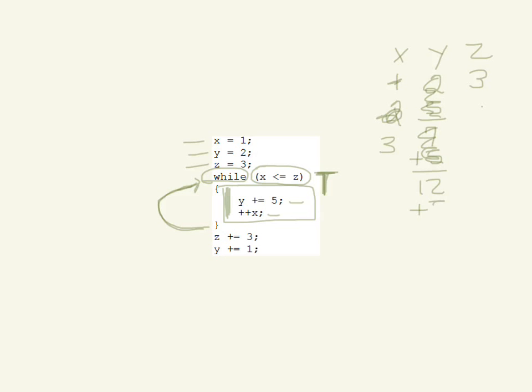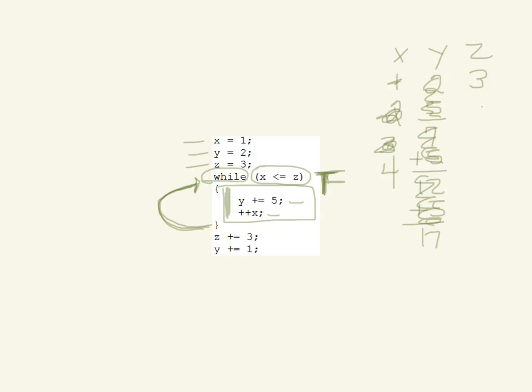Add 5 to y and get 17. Then I have my plus plus x, which increments that by 1. And I come back up, and now I'm at my conditional test again. X is 4, z is 3. So is it true or false? 4 less than or equal to 3. Well, that's false. So I'm done with the loop.